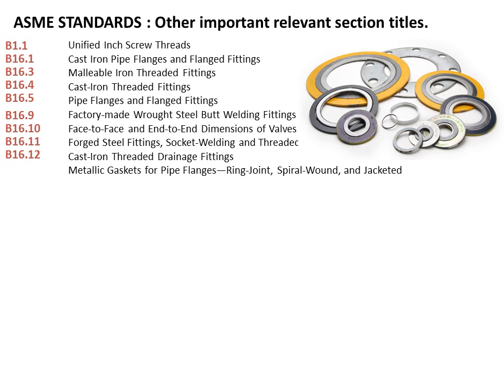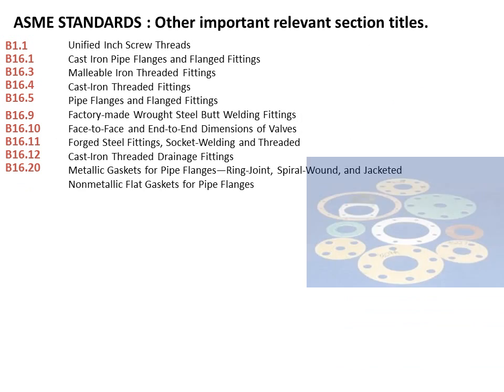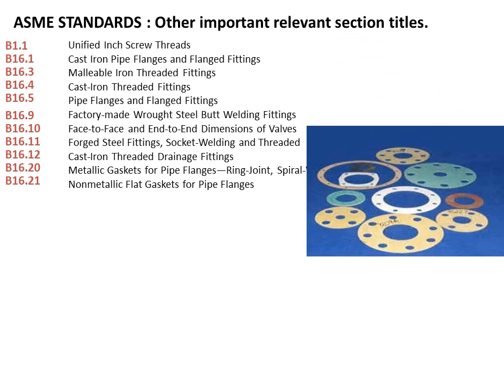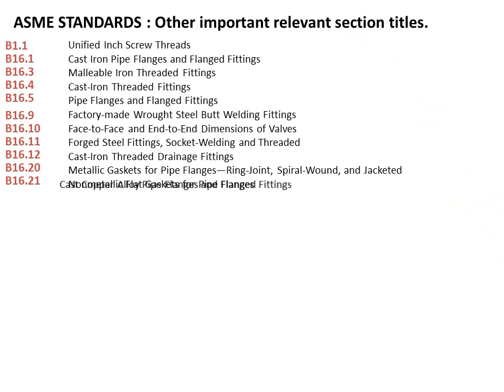So typically there is a standard illustrating all the metallic gaskets for the pipe flanges, and they are contained in B16.20. Non-metallic flat gaskets for pipe flanges: for metallic we have 16.20, for non-metallic we have 16.21.